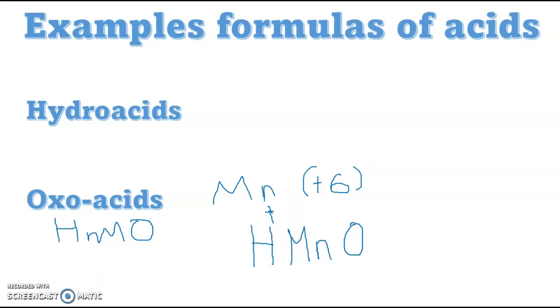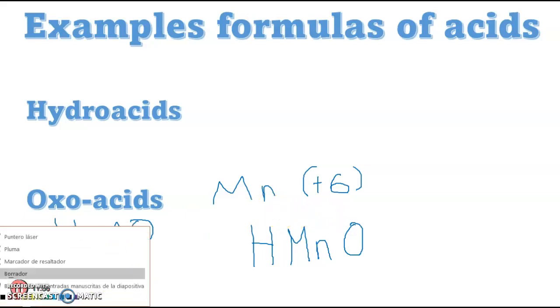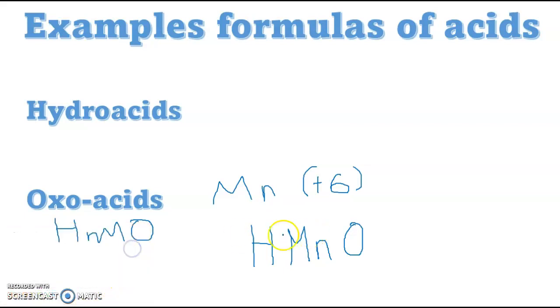Oxidation states, I know hydrogen is +1. Oxygen doesn't change either, so it's always going to be -2. So this is +1. This is -2. And in this particular case, I am asked to propose an acid for manganese +6.